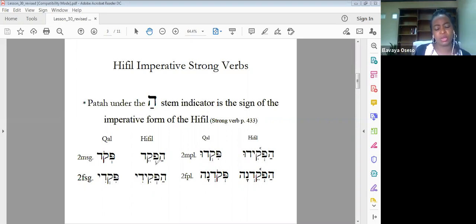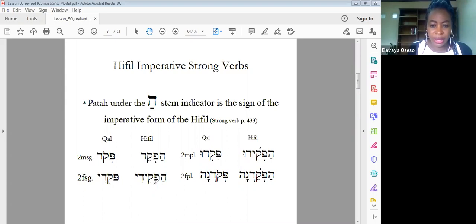So if you see that the verb looks like a Hiphil, and it has the he prefix, but with a pata at the bottom, then you know that this probably is the imperative form of the Hiphil stem of that particular verb. In the Qal stem, we have the shewa at the bottom of the first root letter. But in the Hiphil, we also have the prefix he with the pata. We do not have that in the Qal. So when you see the prefix he with the pata and then the imperative form of the word, then you know that this is the Hiphil form of this word.